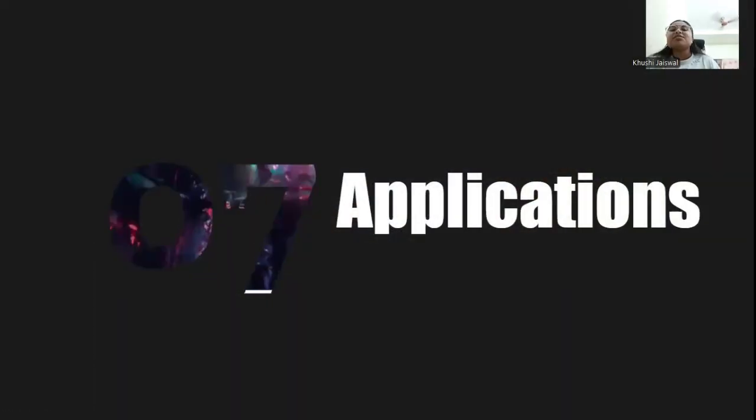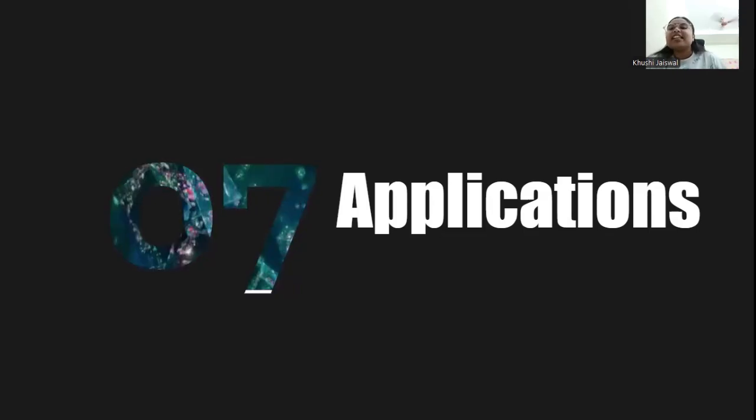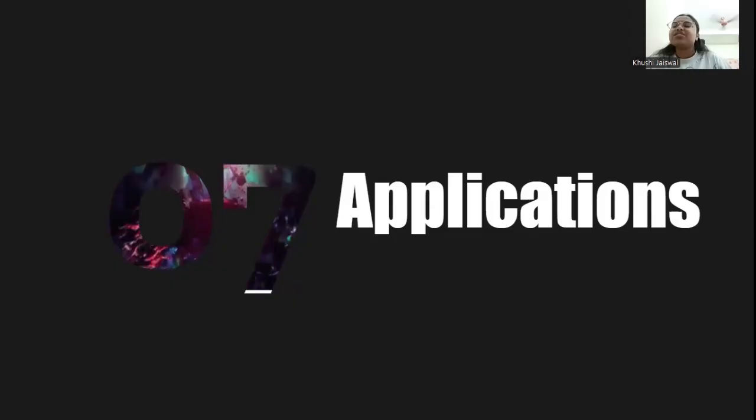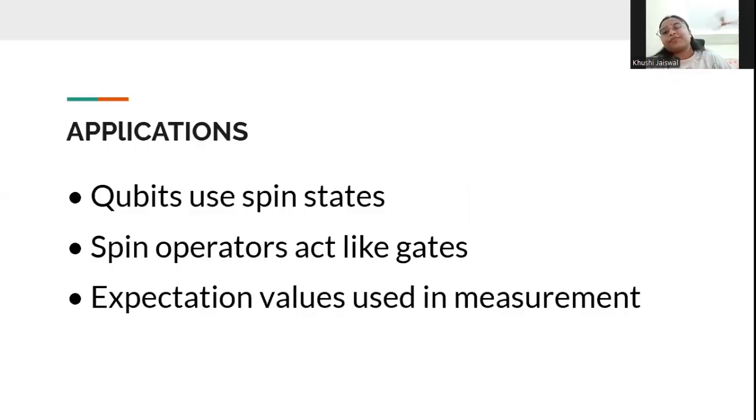Now, finally, let's discuss why this concept matters in real life. We can categorize the applications into computing, medical science, and security. Qubits in quantum computing: spin particles are the physical realization of qubits. In medical science, magnetic resonance imaging relies entirely on the spin of protons in your body. The machine uses magnetic fields to align spins. The expectation value of the collective spin is what generates the signal to create a clear image.